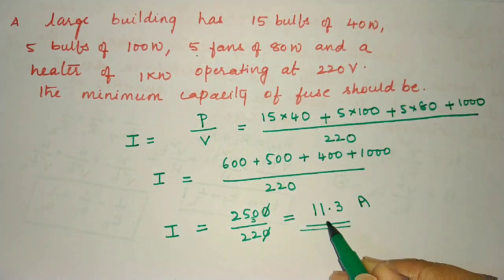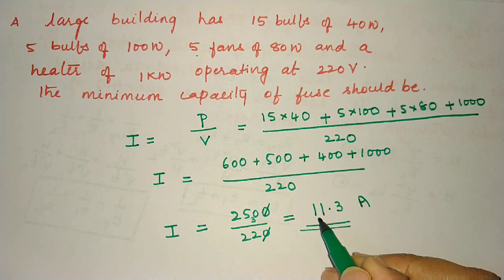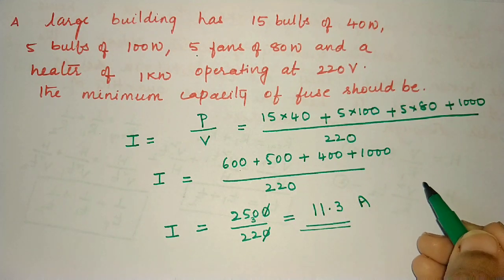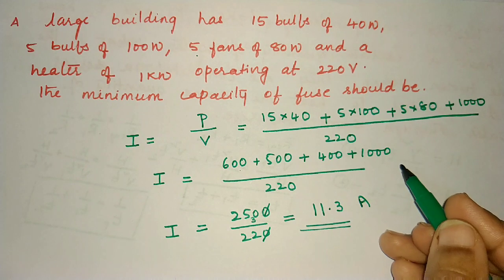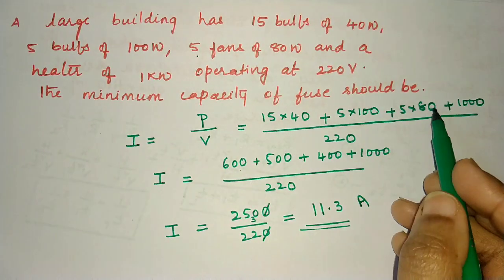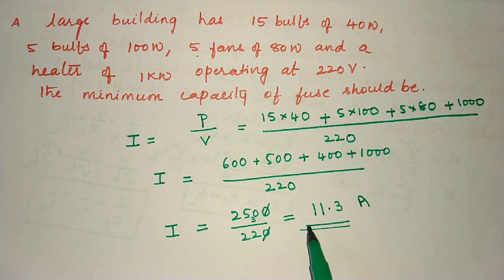which is slightly greater than this. Okay, because if it exceeds this value, it has to burn and then cut down the power supply. So what should be the rating of your fuse or minimum capacity of the fuse should be at least equal to 11.3 or slightly greater than 11.3.